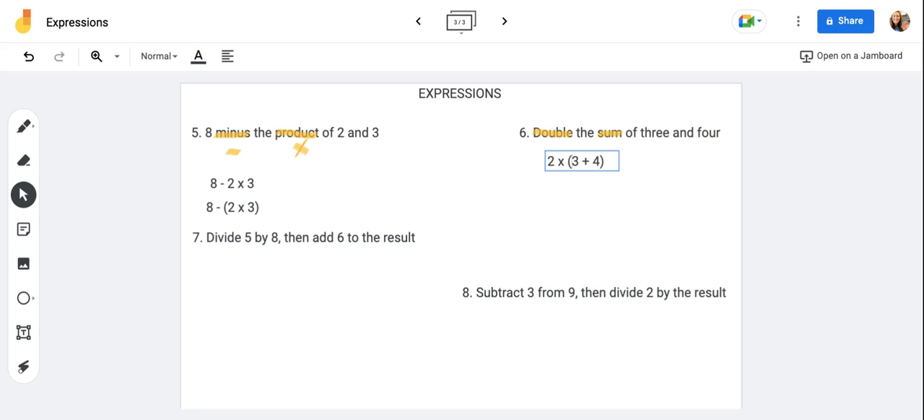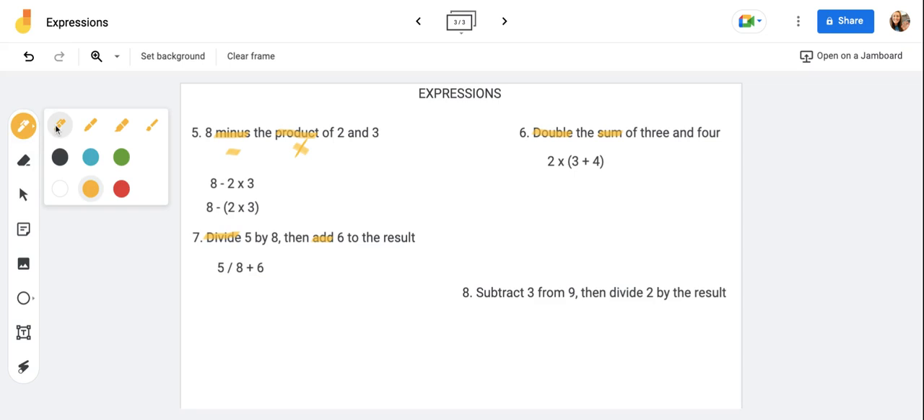Number 7 says divide 5 by 8, then add 6 to the result. And here's where it gets a little tricky for these. I'm going to highlight my math words, divide and add. And now I've got to think to myself and really use my brain here. If I divide 5 by 8, then add 6 to the result, I'm going to need to write it just as it says. So 5 divided by 8, and then add 6 to the result of that. Now, this problem here is the same as me writing it like this.